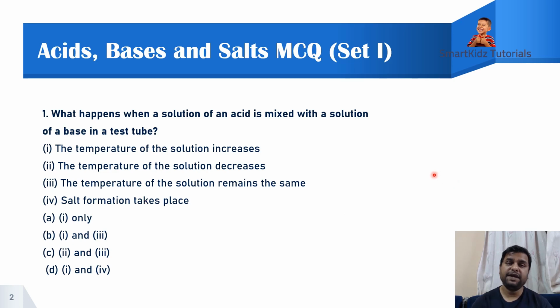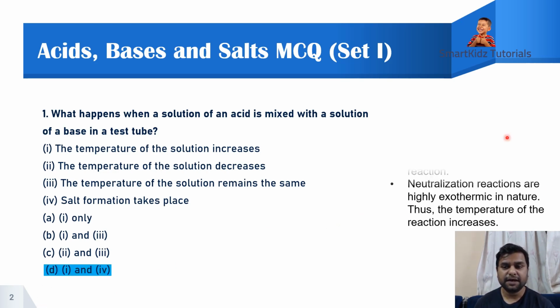Now when we add an acid to a base, we know it's a type of neutralization reaction, and we get salt and water. So definitely we are getting salt over here. But there's also one more thing. Neutralization reactions are exothermic processes, which means they give out heat. So our correct choice should be D, 1 and 4.